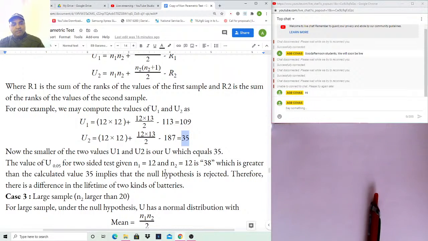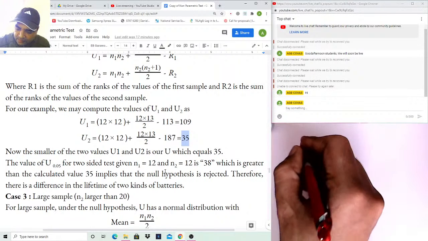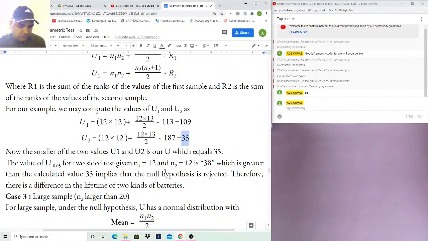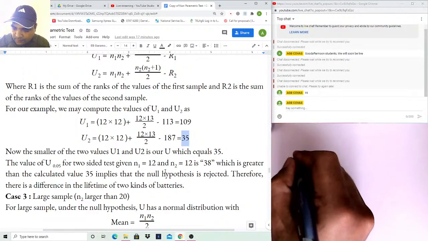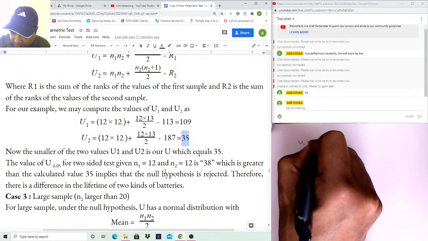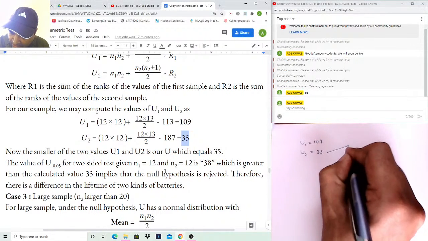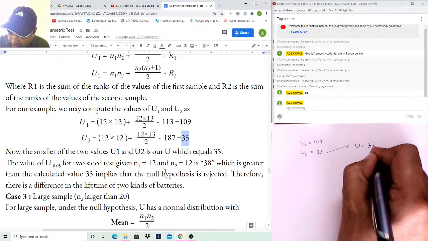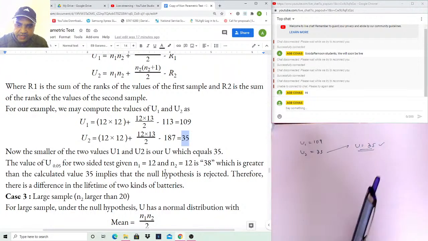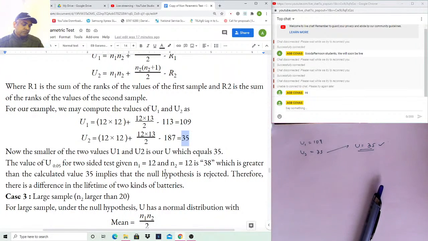Now, of U1 and U2, which one is smaller? U2 is smaller. So this is our U. Say for example, if U1 in this example is 109 and U2 is 35, so this makes our U. So our U will be 35, right?